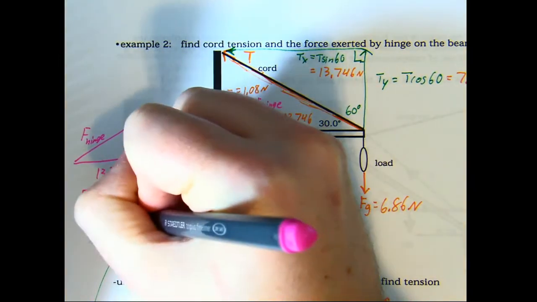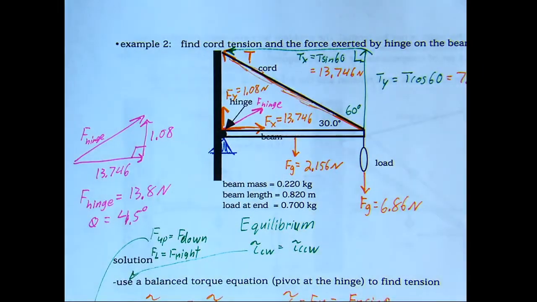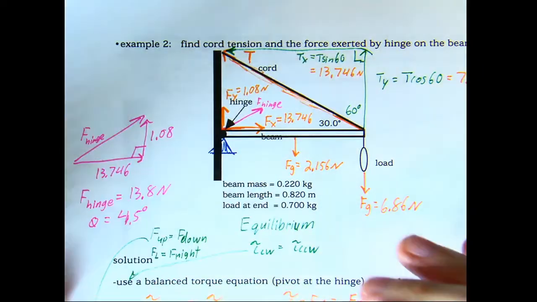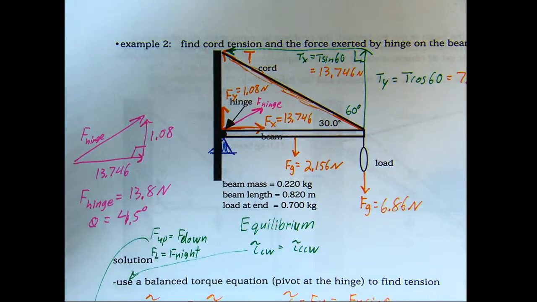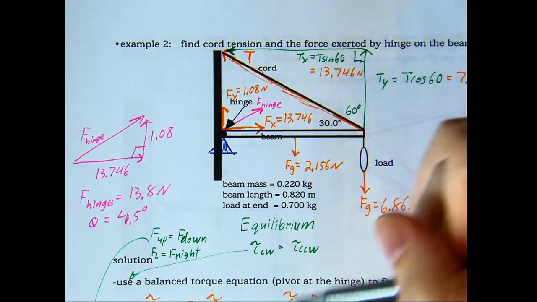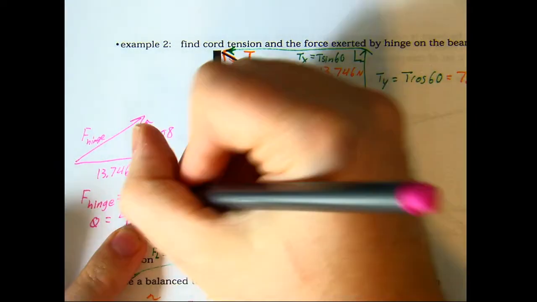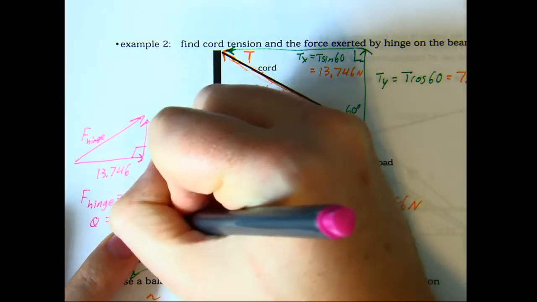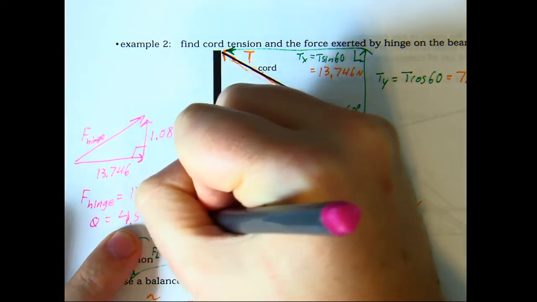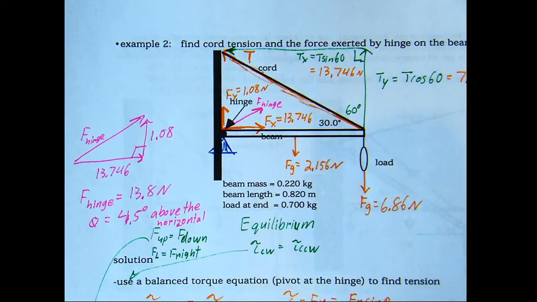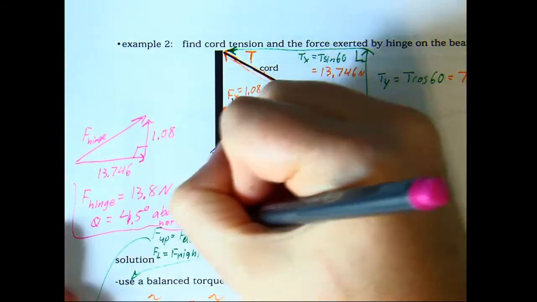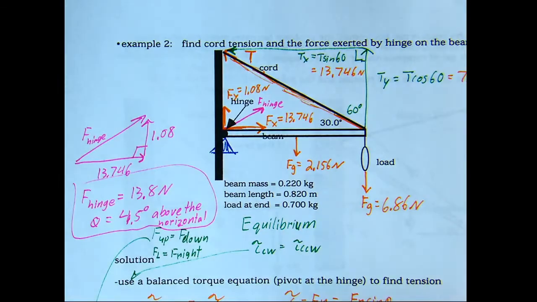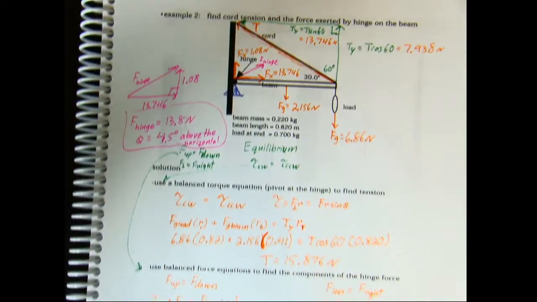Tan inverse 1.08 over 13.746 at an angle of 4.5 degrees. And now we can't use north, south, east, and west, because if you imagine how this is hanging, it's hanging in three-dimensional space. This is up and down. So this 4.5 degrees is going to be above the horizontal, or above the beam. There's a couple different ways you can explain that, but this is the force from the hinge there, the force exerted by the hinge. So we're done. I'll zoom out so you can see the entirety of the question.